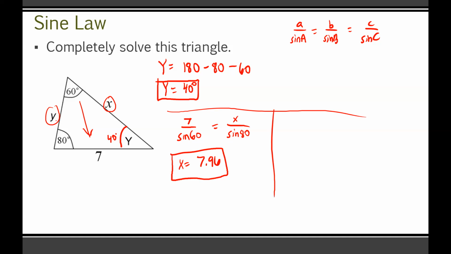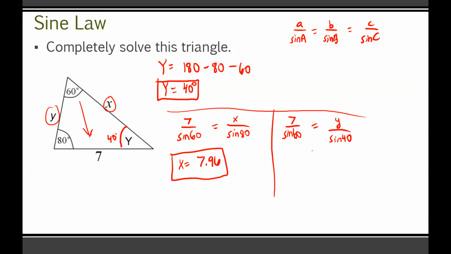Now let's solve for y. Y is another missing side length, so let's use our key with a side length on the top again. So 7 over sine 60 equals little y over the sine of the angle across from it. That's 40 degrees that we found. So sine of 40. Always remember, you got to use those opposite pairs when you're using sine law, right? Anyway, to solve for y, we just need to multiply by sine 40 on both sides.